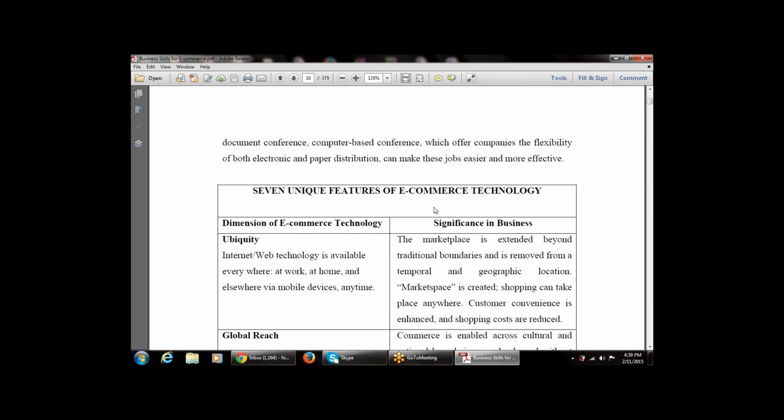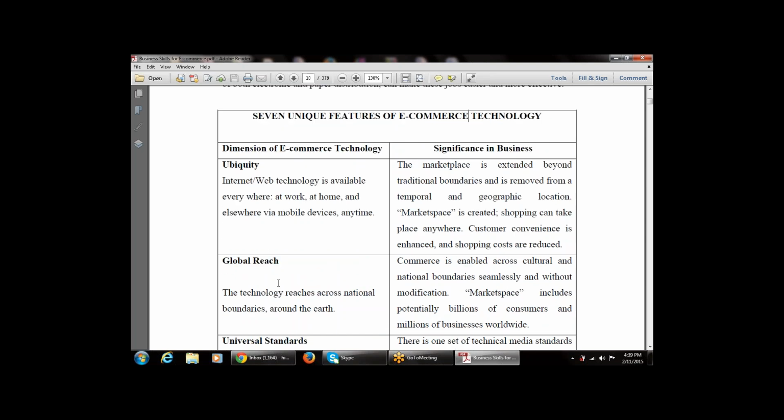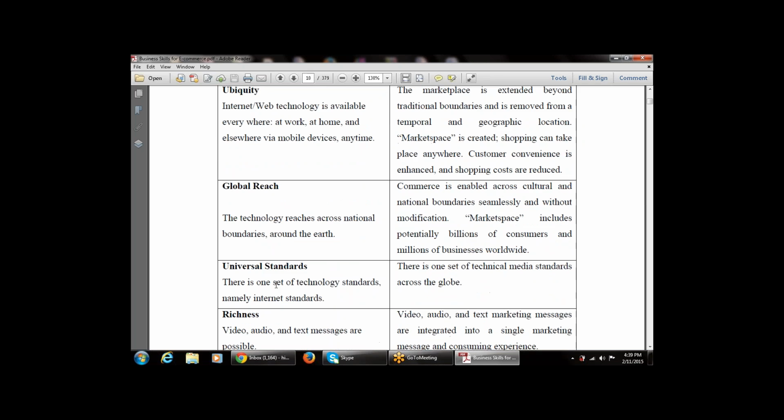That is, the internet is available at the workplace, home, or elsewhere via electronic devices, that is, mobile devices. What is the significance? We can approach marketplaces and gather information about the different users. What is the requirement of the user? Why do we need e-commerce? Then the next feature available is global reach. That is, there is a global reach for e-commerce. We can use the technology, we can use e-commerce across national boundaries, that is, across the earth.